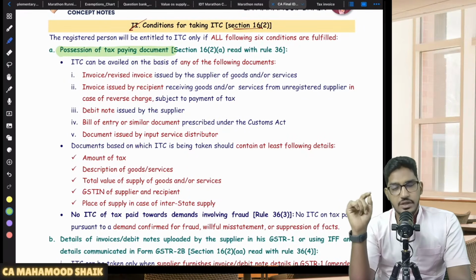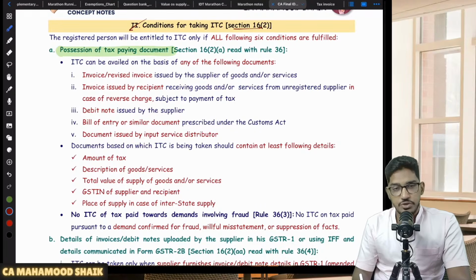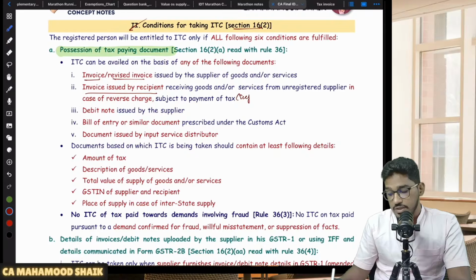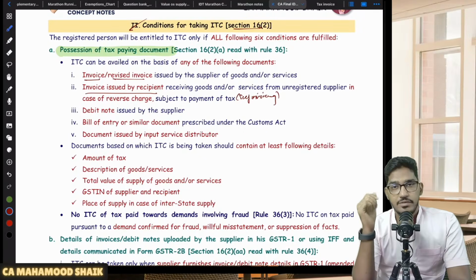If you are a registered person and you want to avail input tax credit, you must be in possession of some tax paying document. You must have in your possession some document which shows proof that you have paid the amount of tax. Sir, what could be that valid document which I should possess? That could be a tax invoice. That could be a revised tax invoice which is issued by the supplier of the goods or services. Or it could be an invoice issued by the recipient receiving the goods or services from an unregistered person in case of RCM. Sir, what is it? Self-invoicing. Like in the previous session, I told you about the concept of self-invoicing. In case you are a person paying the GST under RCM, in case your supplier is an unregistered person, in that case the supplier will not give you any invoice.